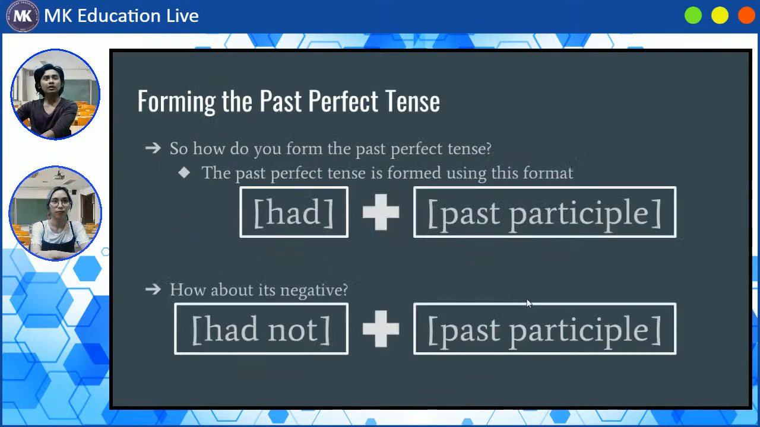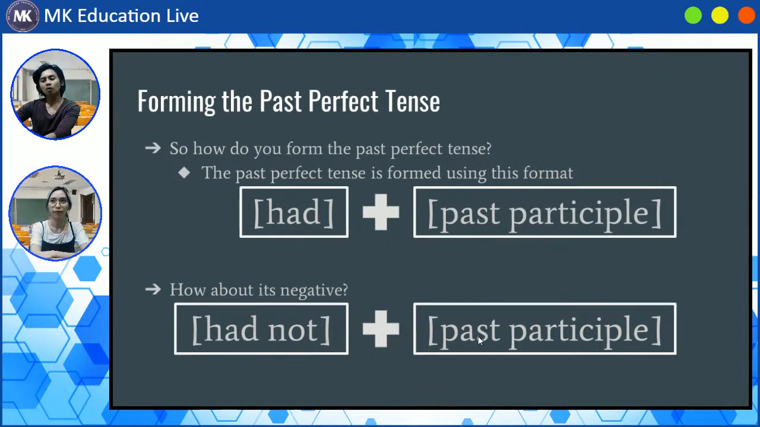Okay, now how do you actually form the past perfect tense? The past perfect tense is simple in a way because we only have one auxiliary verb used, which is had. Had is what we use in the past perfect tense. So how do we form this? The past perfect tense is formed in this format: had plus the past participle. How about its negative? We have had not plus the past participle.